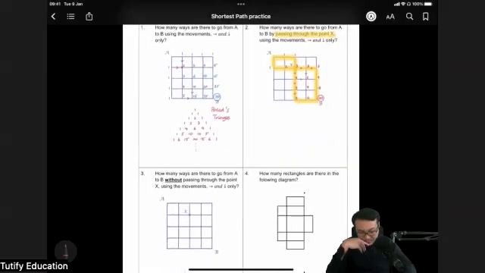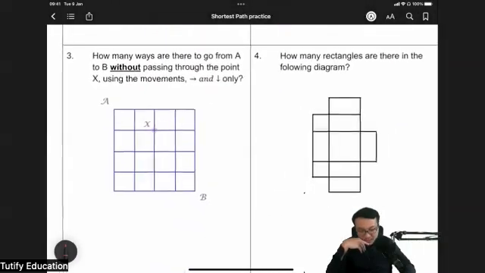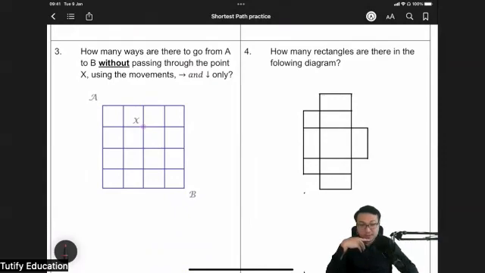Now, there are 2 questions here that you can use for practice. Download the worksheet, do your practice, and let's see if you get the answer. All the best.